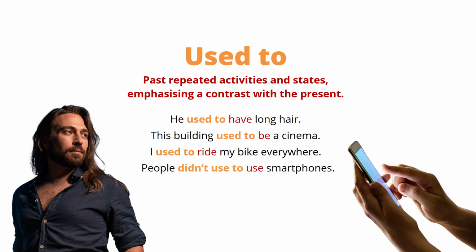People didn't used to use smartphones. Smartphones are a modern invention. So we can use this negative form. People didn't used to. You see how on used to, the D on used has disappeared because we have didn't indicating the past in the negative form. People didn't used to use smartphones.